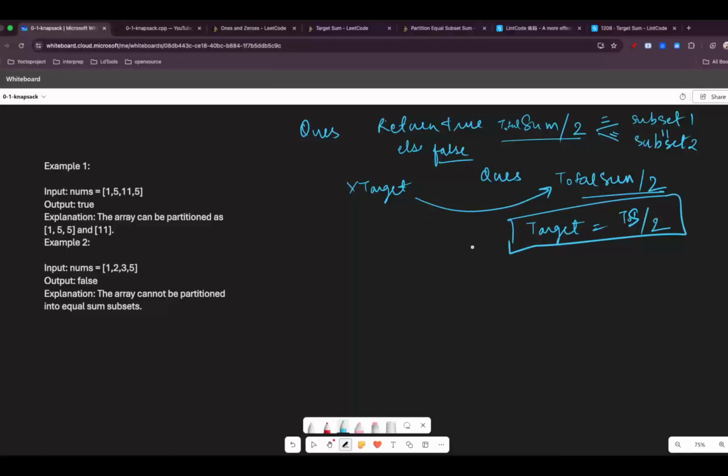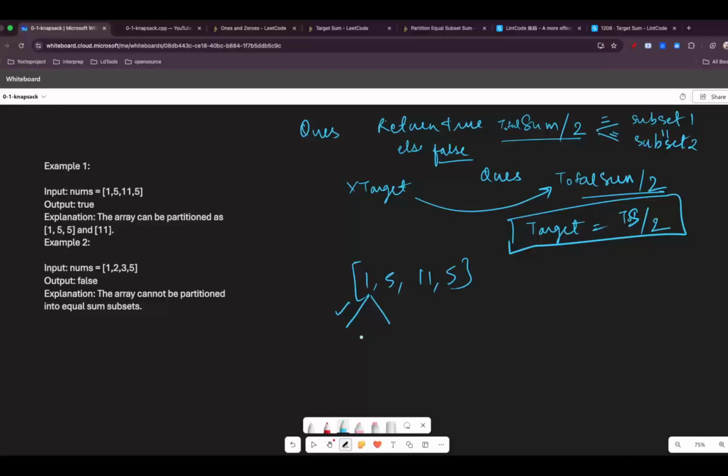Now comes the part. First thing, just think in a recursive manner so that you can memoize it after that. But before that, how it becomes knapsack: for the elements given to us, 1, 5, 11, and 5, either we need to include it or we need to exclude it. And now this inclusion exclusion which we are doing, whatever we are including will go in our subset 1, and whatever we are excluding will go in our subset 2.